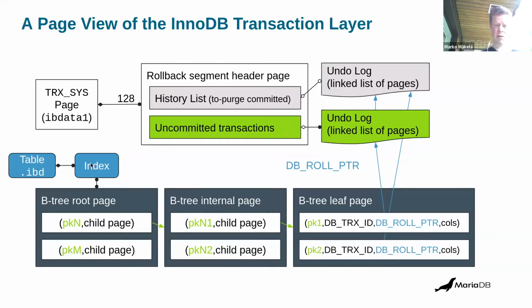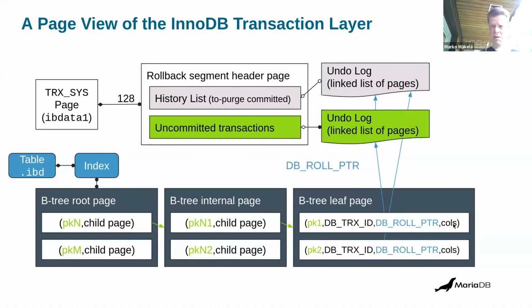Tables consist of indexes. And in this illustration, we have a B-tree index of the primary key. We have the root page. It contains some pointers, and then we have some non-leaf pages in the middle, and at the lowest level we have the leaf pages, and there we have the primary key values. We have the transaction ID, and the undo log pointer, and then user columns.